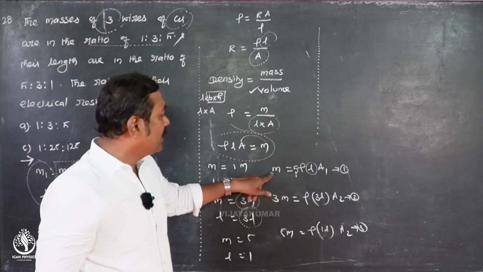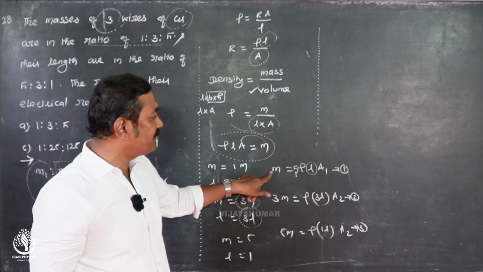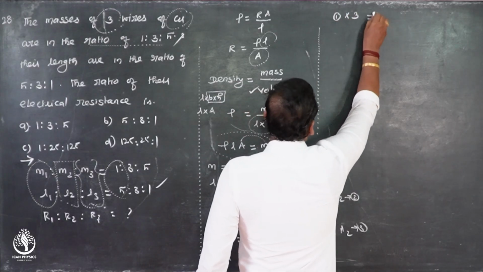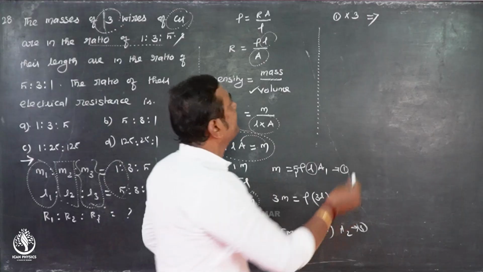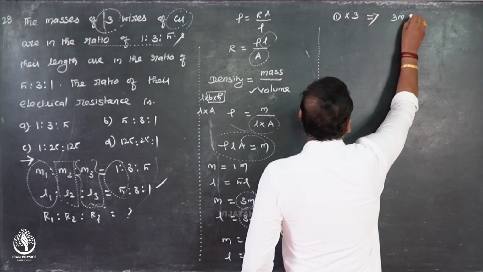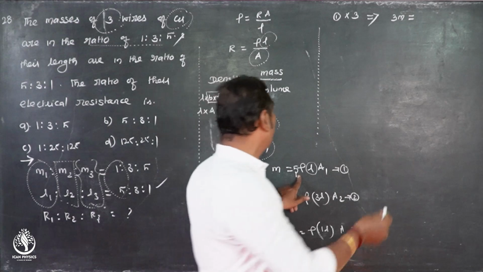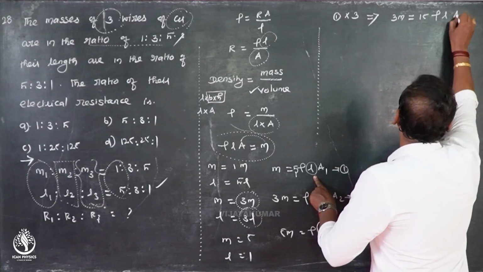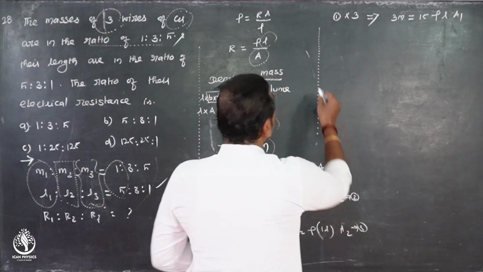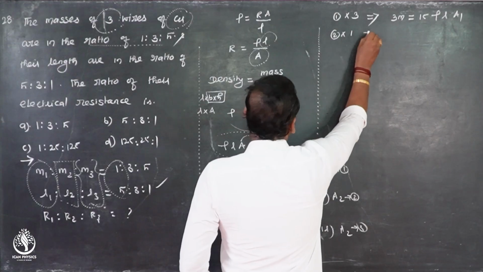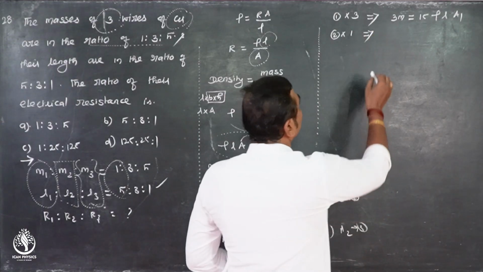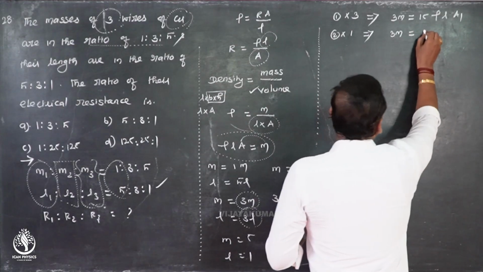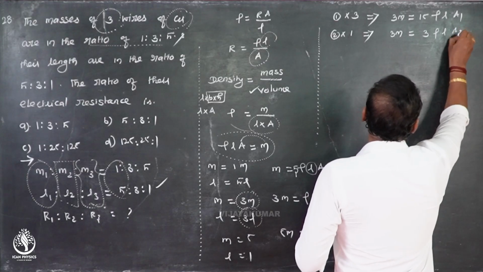So now equation 1 is multiplied by 3, so that we get 3 times of mass equals, 5 threes are 15, so 15 times rho L and A1. Equation 2 into 1, so 1 into 3M, 3M, equals 3 into rho L into A2.